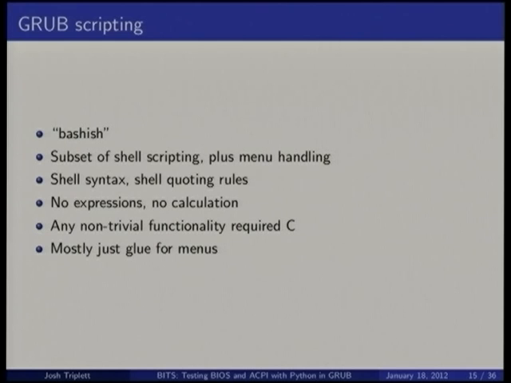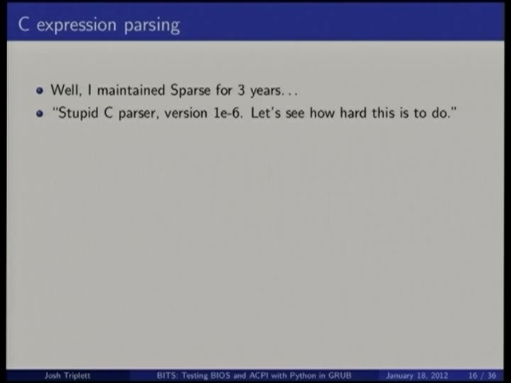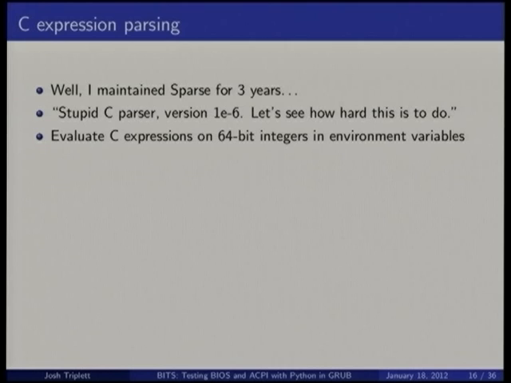So in an effort to provide a stopgap here, I figured, well, I maintained a static analysis tool for C for 3 years. I ought to be able to do this. Sparse famously has a comment at the top of its parser from Linus, stupid C parser version 1e-6. Let's see how hard this is. So I figured, all right, let's write a C expression evaluator. Take 64-bit integers out of the environment variables, run expressions on them, stuff them back in the environment. And how hard could that be? It turned out it wasn't that hard to write.